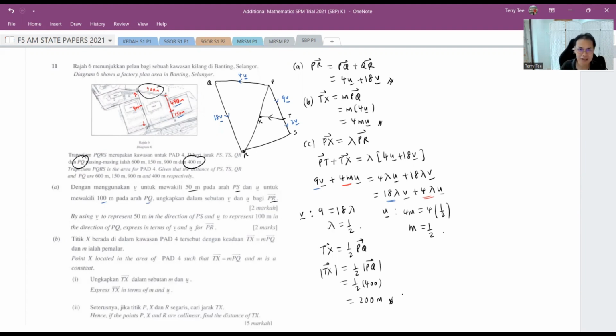So this question is not difficult. It's just that maybe they should draw this a bit bigger, a bit clearer. It's not a very clear diagram, so that makes it a bit hard to see, but you got to divide by 50, divide by 100 to express everything in terms of vector u and v.